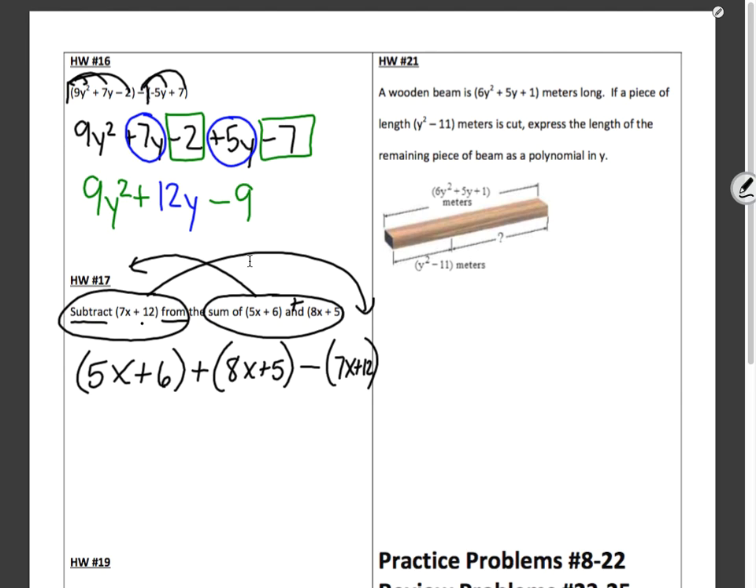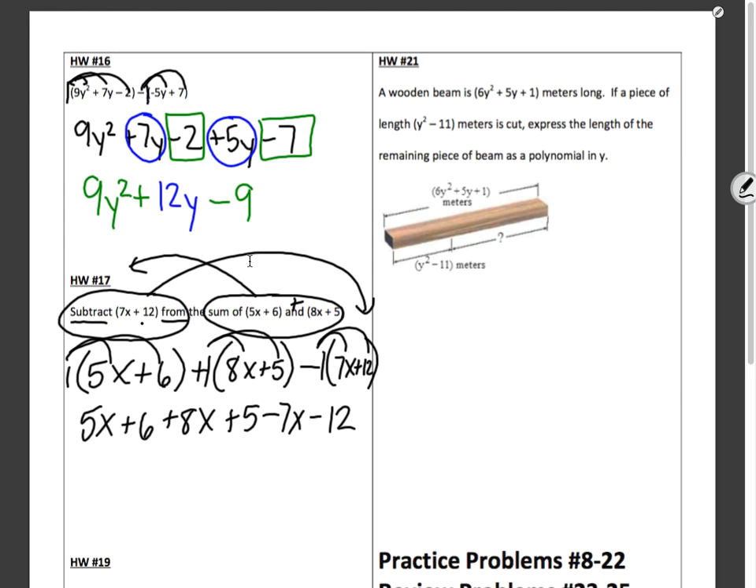Notice that I kept everything in parentheses because that tells me that I need to distribute. That's not as critical on the positives, but on this negative, it's very critical. So 1 times 5x is 5x, 1 times 6 is 6. 1 times 8x is 8x, 1 times 5 is 5. Negative 1 times 7x is negative 7x, negative 1 times 12 is negative 12.